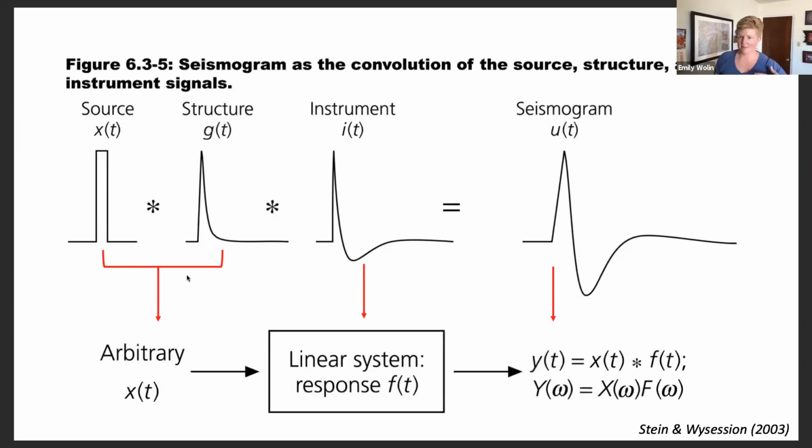So in my mind, when I'm thinking about metadata, this is some arbitrary signal that comes in. It goes through a linear system with a known response. And then the signal that you get out is the convolution of these two things, your input signal at your seismic recording site and the response of that instrument. So most of the time, you want to remove the instrument response so that you can actually get at your source or your structure or both.